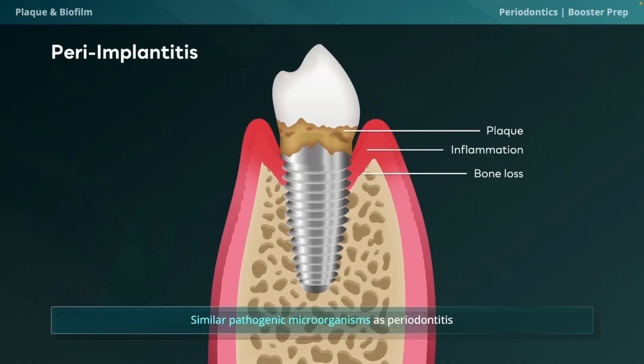Both peri-implantitis and periodontitis share many of the same harmful bacteria. That's the main point here. There's also bacteria that's unique to peri-implantitis, so it's not identical, but if you encounter questions about this, just know that the composition is very similar to periodontitis.